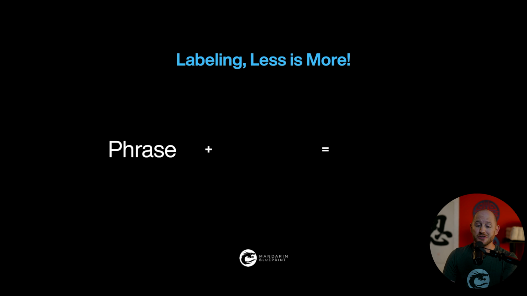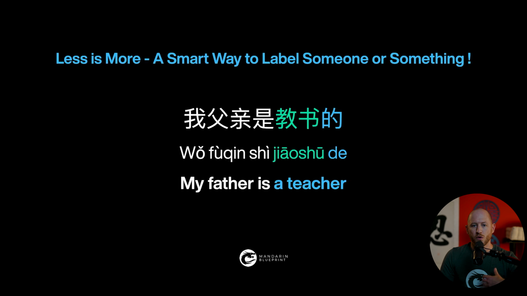Now, you can even do this with a full phrase. For example, 我父亲是教书的. My father is a teacher. 教书的. That is not the word for teacher. It's the word for teach. It's like a verb. 教书 is a verb, but when you say 教书的, that refers to the person who does that thing in this context.